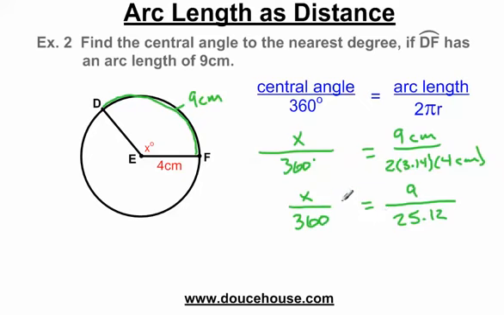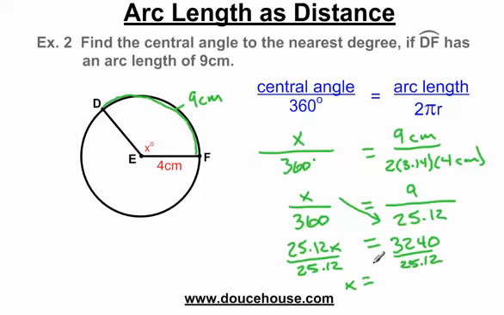Now I'm just going to cross multiply these. What is x times 25.12? Well, 25.12x equals, what's 9 times 360? 9 times 360 is 3,240. Now, just divide everything by 25.12. And x is equal to, I get roughly 128.98. I'm going to make that 129 degrees. So I'm just rounding this to the nearest whole number, the nearest whole degree basically, which is 129 degrees. And I now know the central angle was 129 degrees.